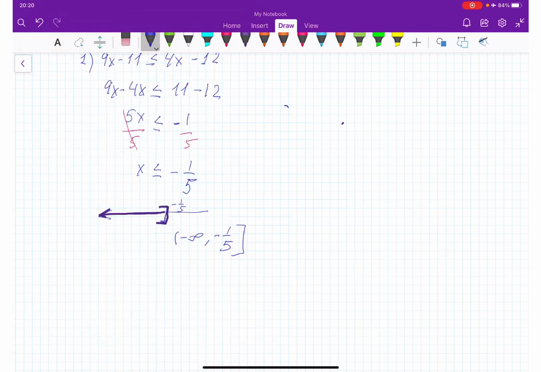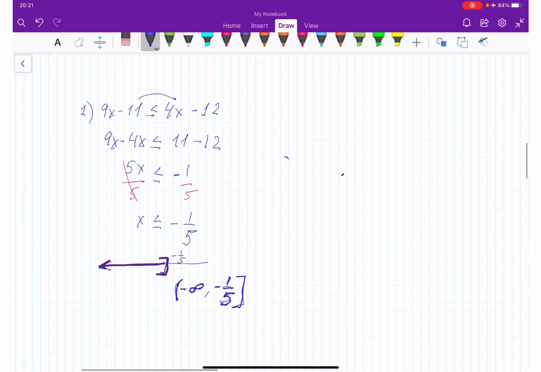Why did we take negative 1/5 in a square bracket? Because we have an equal sign. Now, infinity never has an end, therefore we can't include infinity in square brackets, and infinity is always and always going to be in parentheses. Parentheses mean the equal sign is not included. Okay, question number 2.